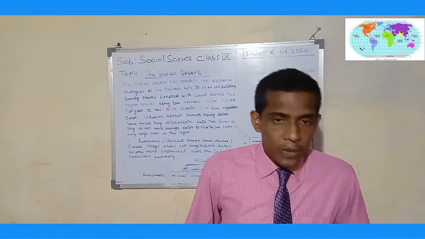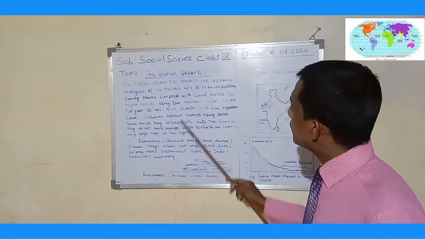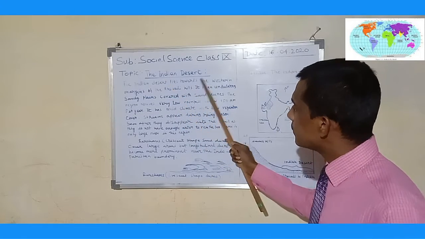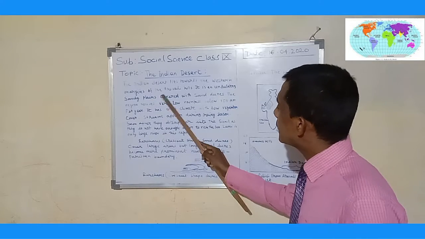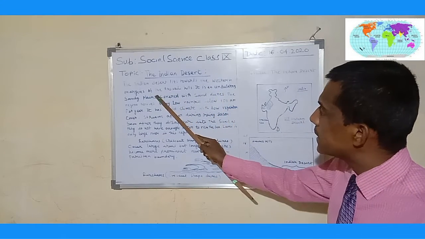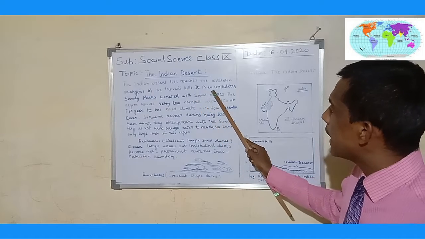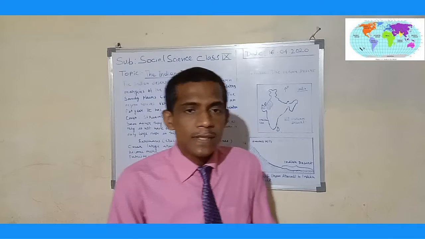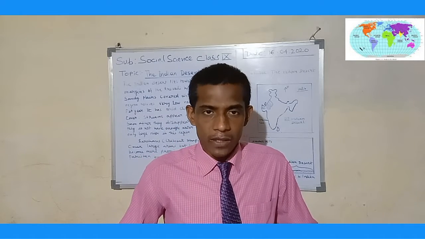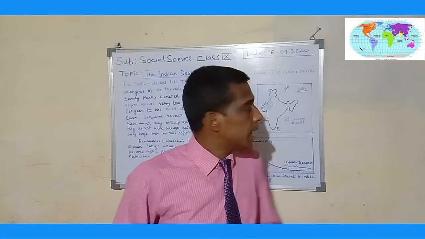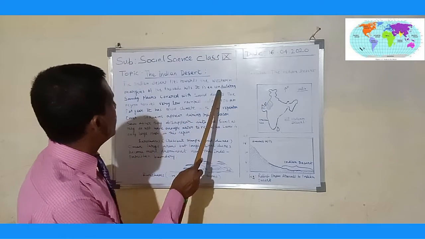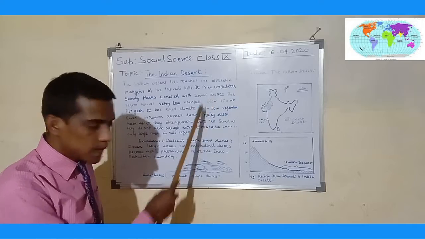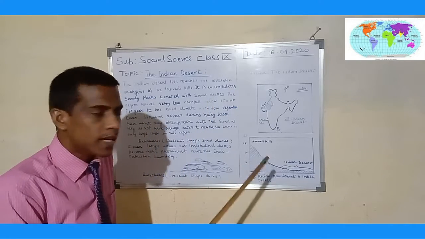We can also discuss it according to the NCERT books. The Indian desert lies toward the western margins of the Aravalli Hills. It is an undulating sandy plain, undulating meaning not entirely plain, covered with sand dunes, like crescent-shaped sand dunes, also known as barkhan.